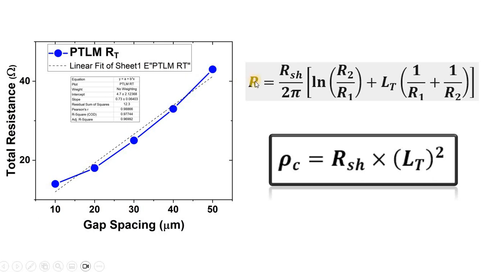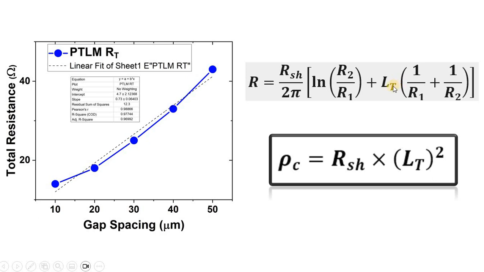Now for the fitting, we know the value of 2 pi, and we know the inner radius and the outer radius for each of the circular contacts. However, RSH and LT are 2 different unknowns. So we try out different values for these unknowns, and the values which work for all the 5 data points are the values of RSH and LT.